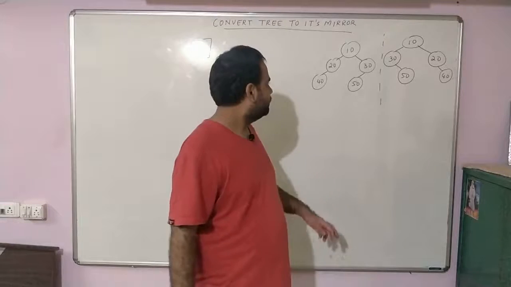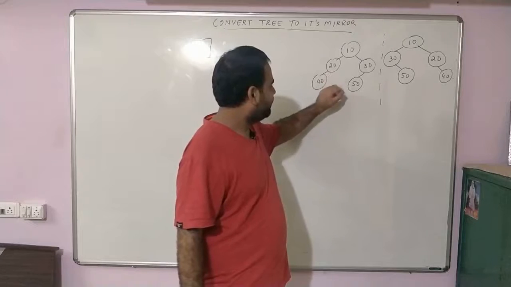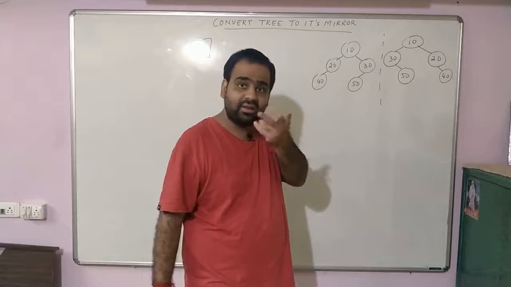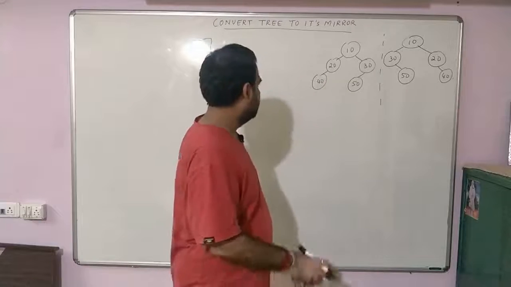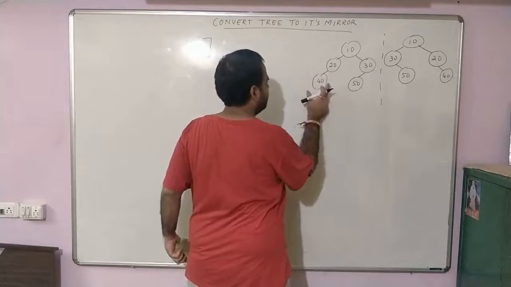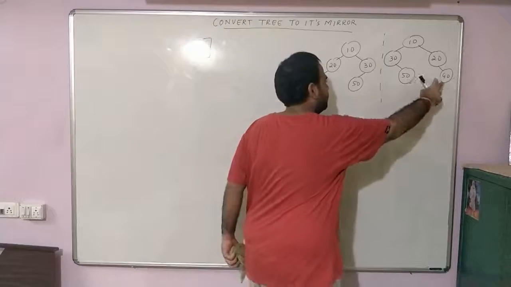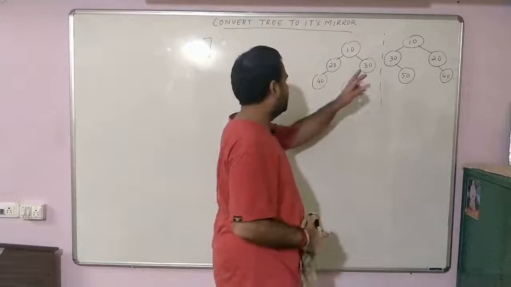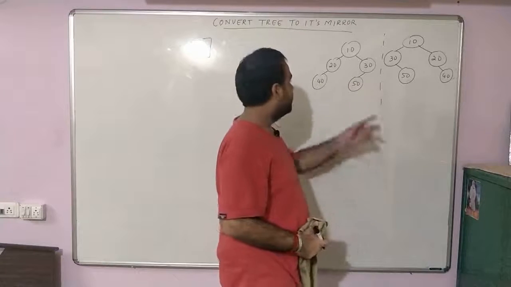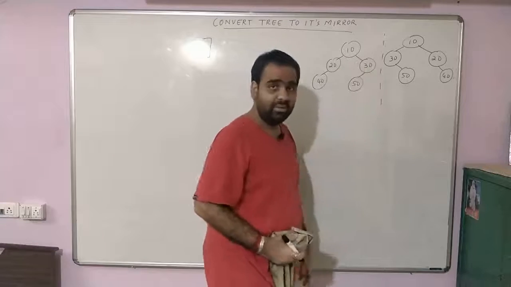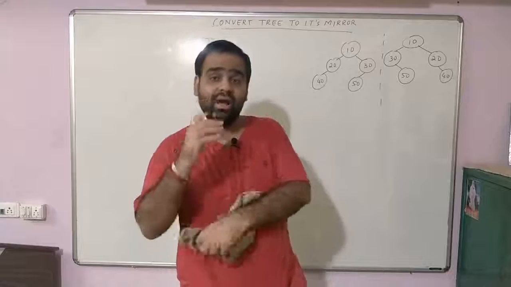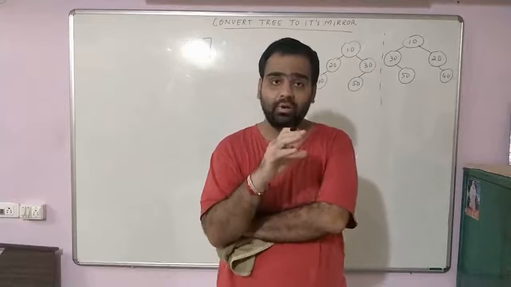What is the algorithm? You see, for each and every node, the left pointer and the right pointer are changed. Now for 20, what was the right pointer? Null. What was the left pointer? 40. Now it has been swapped. Similarly for 30 it is swapped. Similarly for 10 it is being swapped. It means we need to swap the left pointer and the right pointer.